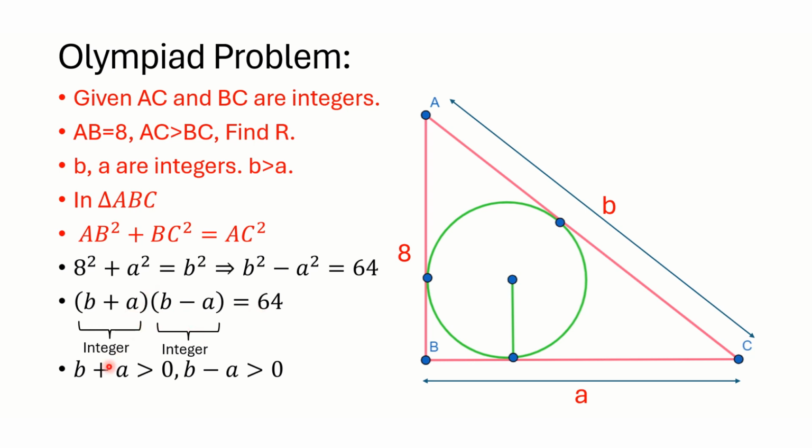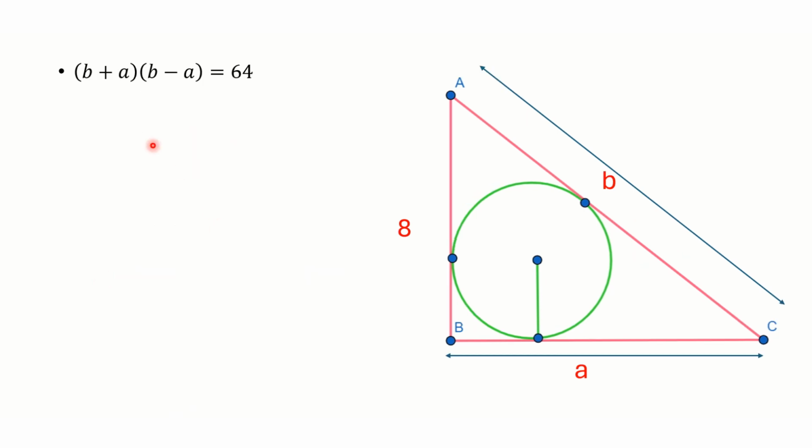Of course b plus a is positive because b is a length and a is also a length, so both are positive numbers and the sum is also a positive number. And b is greater than a, so b minus a will also be greater than 0. So this is positive and this is positive. So b plus a is a positive integer and b minus a is also a positive integer.